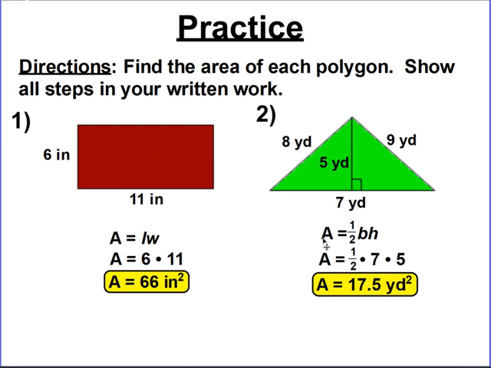Same thing with the triangle. Formula first, substitute numbers in second. So here the base is 7 and the height is 5. And then do your work and write your answer out with the correct label. You could have written 17 and 1/2 here, and that would have been okay also. The Desmos calculator probably shows you a decimal version, I'm guessing.